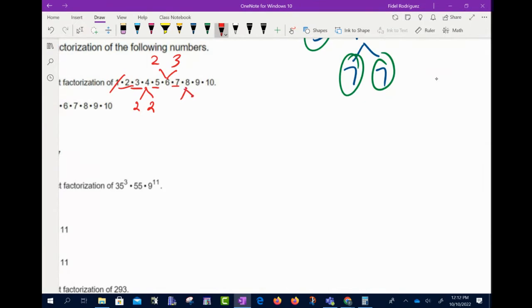Y'all, we can break down 8. 8 is 2 times 4, but what's 4? 2 times 2, right? Okay. And then 9, we can break down 9 into 3 and 3. And then can we break down 10 at all? 2 and 5, right? Excellent.